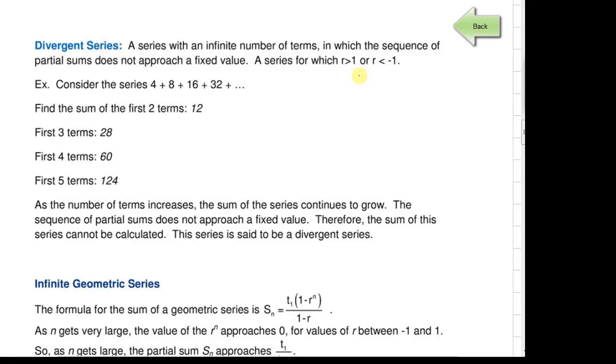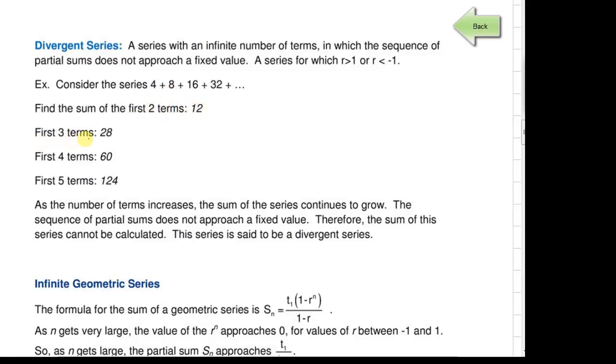What you should notice about these series is that the numbers will get bigger. So 4 plus 8 plus 16 plus 32. 4 to 8 to 16 to 32. The numbers are getting larger and larger and larger. Let's take a look at this. The sum of the first two terms is 12, right? 4 plus 8 is 12.